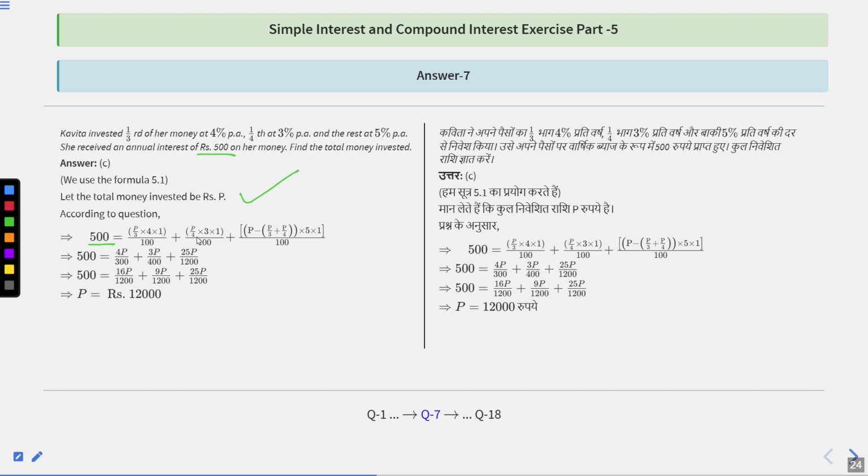Same way, plus P by 4 into 3 into 1 upon 100, plus P minus P upon 3 plus P by 4, multiplying by 5 multiplying by 1. So we get 500 equals 4P upon 300, plus 3P upon 400, plus 25P upon 1200. When we take the LCM, we get the value of P, which is 12,000 rupees. So C is the correct answer. Next one.